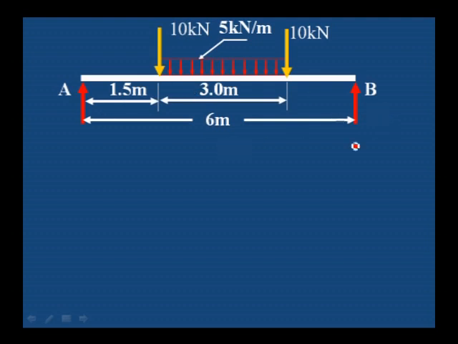How to calculate the reactions at A and B? Whatever the total load acting downward, divided by 2, we will get the reactions at A and B. If it is symmetrically loaded, you can, without taking any moment, just divide the total load, and you will get the reactions at A and B.